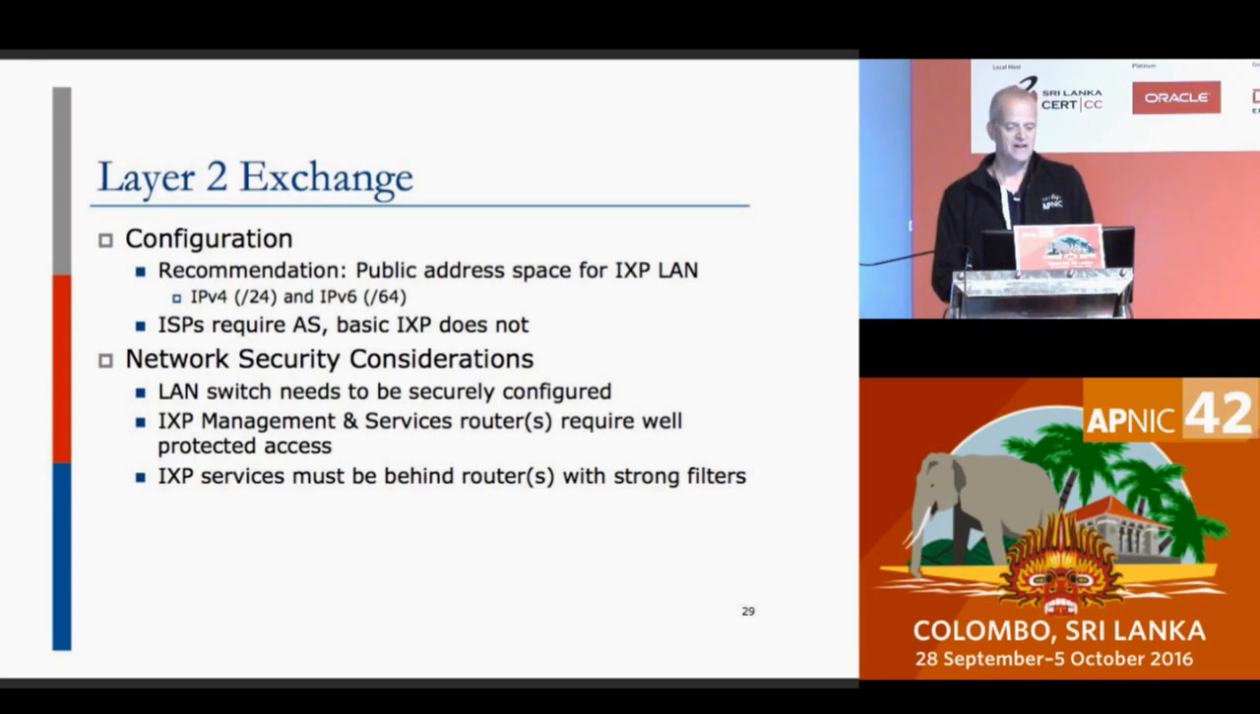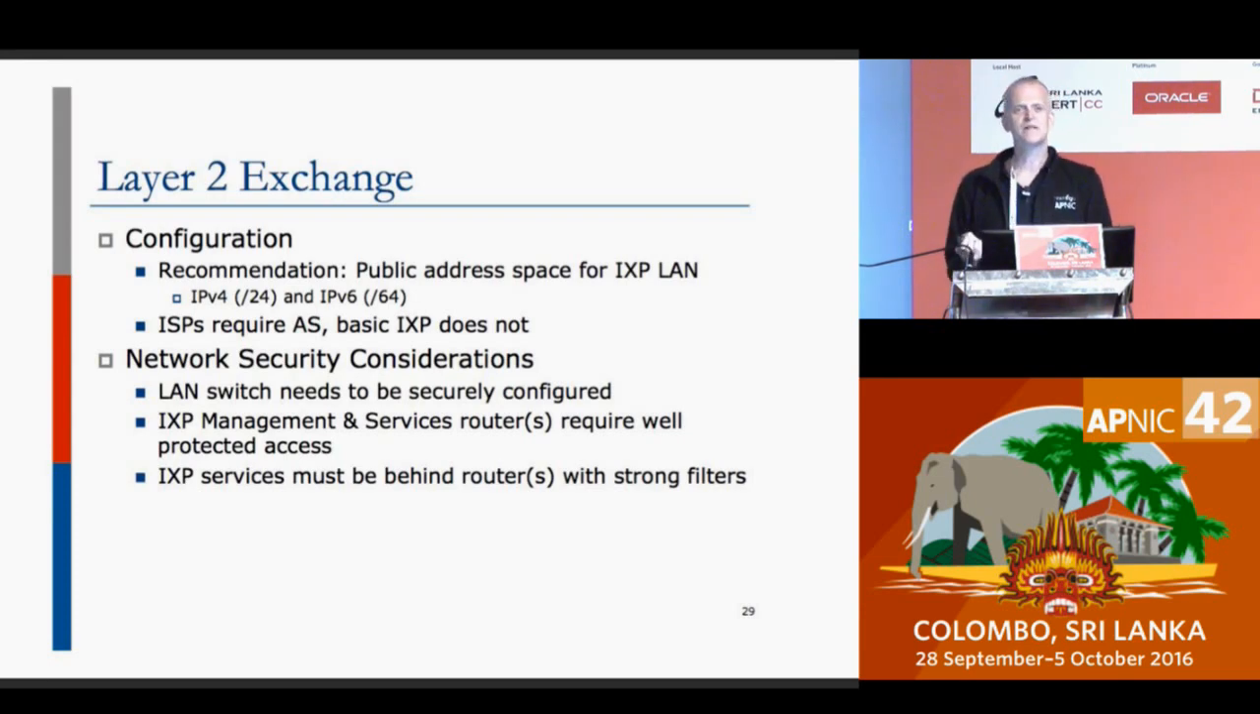Configuration. Well, public address space for the exchange point LAN, I much prefer to see that. Some people try and use private address space for v4, which just makes things harder than they need to be. A v4 /24 gives you up to 250-ish devices on the LAN. A v6 /64 gives you quite a lot. So public address space for the exchange point LAN.